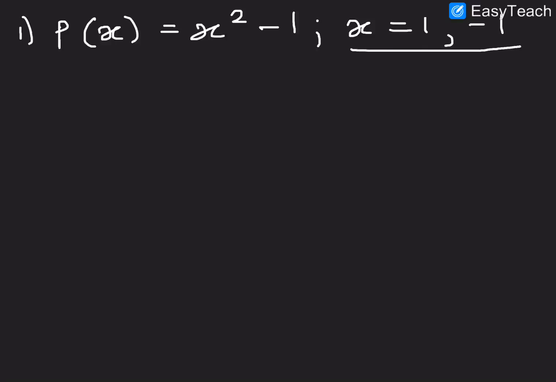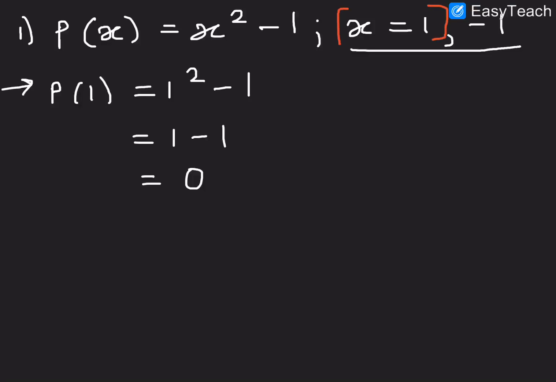So what we will do is, p of x is given to us, so we'll write p of 1. So p of 1 is equal to 1 square minus 1. So 1 minus 1 is equal to 0, isn't it? So we can say that x is equal to 1 is 0 of the polynomial. Let us try with the next value given to us.